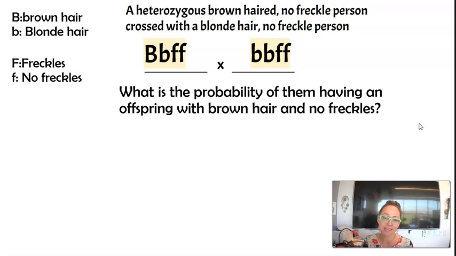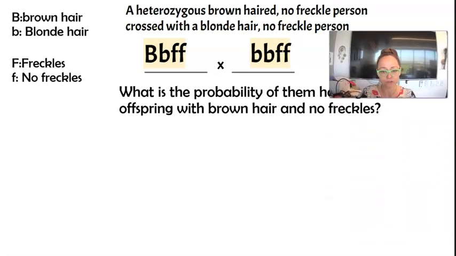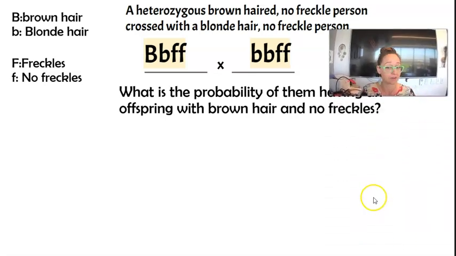So let's pretend a heterozygous brown-haired person with no freckles is crossed with a blonde-haired, no freckle person. So here are their genotypes. And the question is, what is the probability of them having an offspring with brown hair and no freckles? So if I look at my little key over on the left, I see that brown hair is dominant, and I see that no freckles is the recessive phenotype. So what we're going to do first is we're going to focus only on hair color.